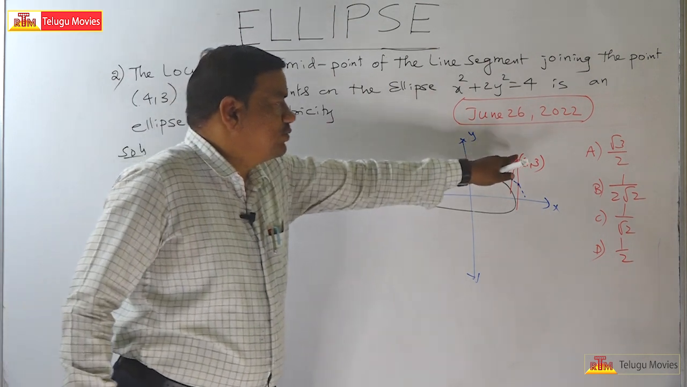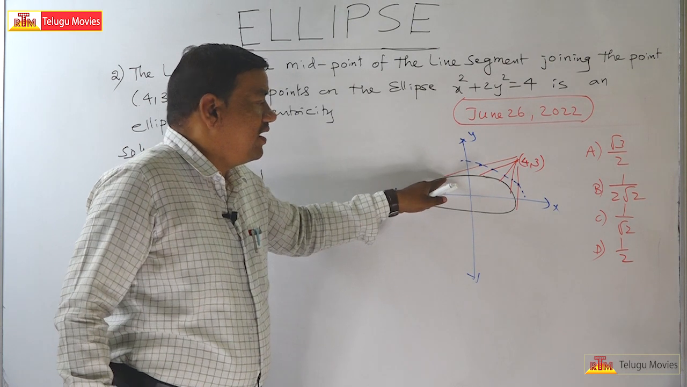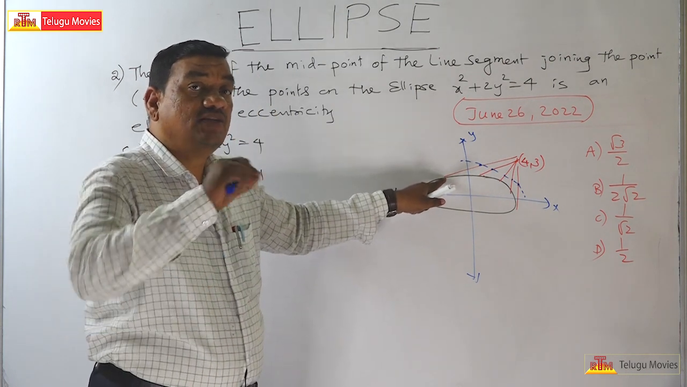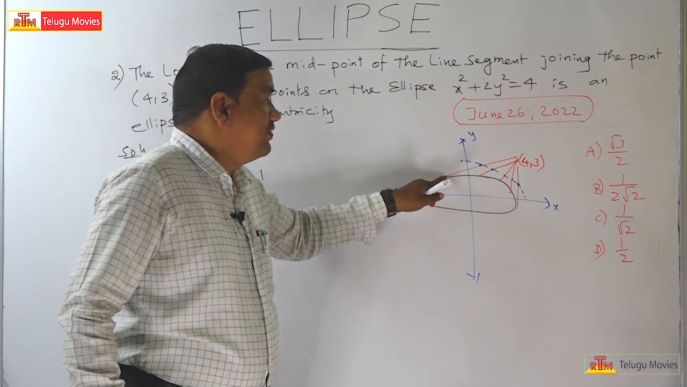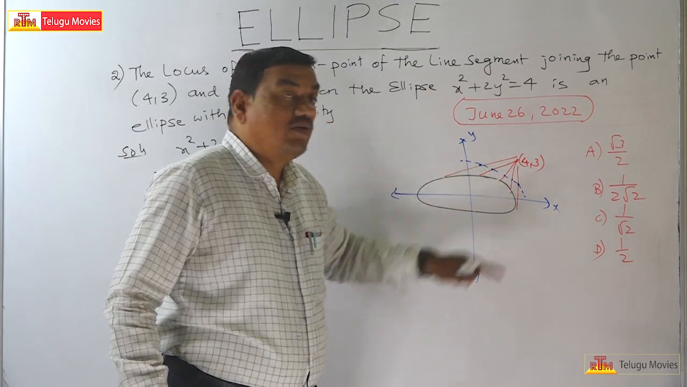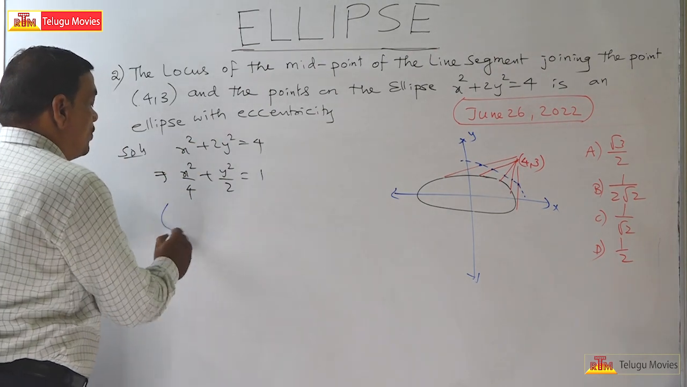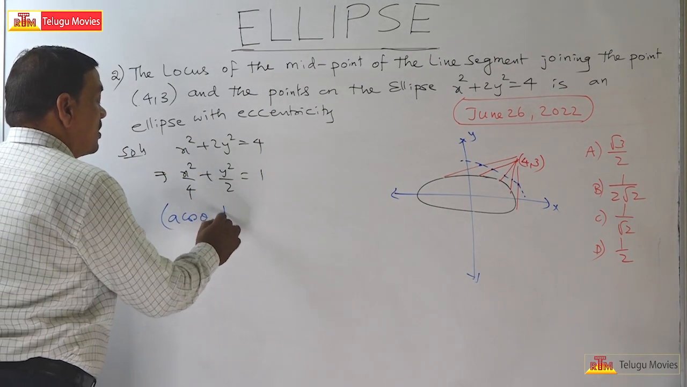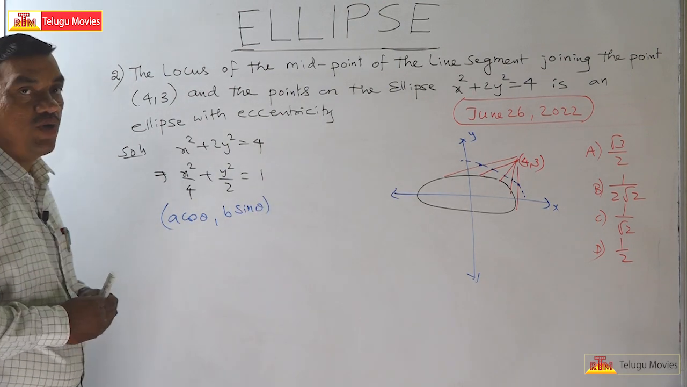So, here (4, 3) is a fixed point, but the other end of the line segment lies on the circumference of the ellipse. That is why we will take the general point on the ellipse. The general point on the ellipse is (a cos theta, b sin theta). Okay, so that is a general point on the ellipse.